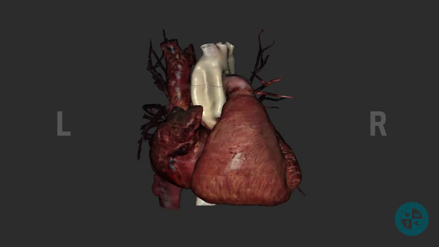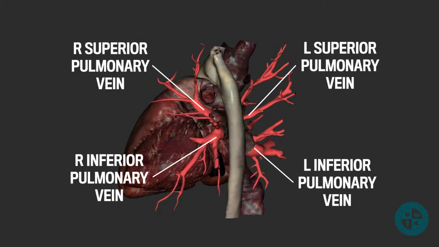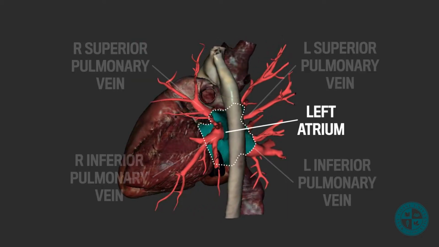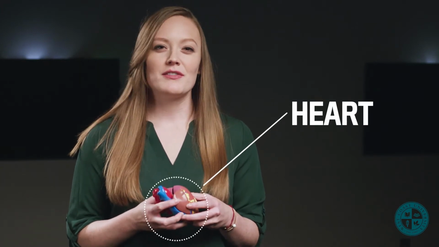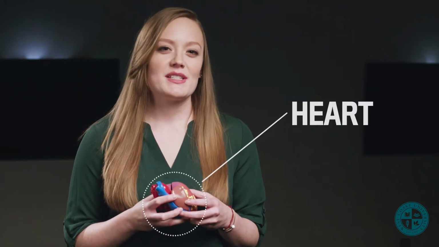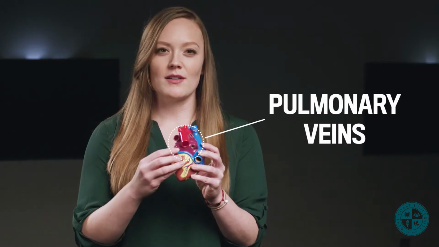When the blood returns to the heart from the pulmonary circuit, it begins to make its way through the pulmonary veins. There are a total of 4 pulmonary veins, 2 from each lung, and they empty into the left atrium on the posterior aspect of the wall. If you ever find yourself in a position where you have a heart in your hands and you're trying to orient yourself, the pulmonary veins are a good place to start because they will tell you what side is posterior, right here, and which side is anterior.